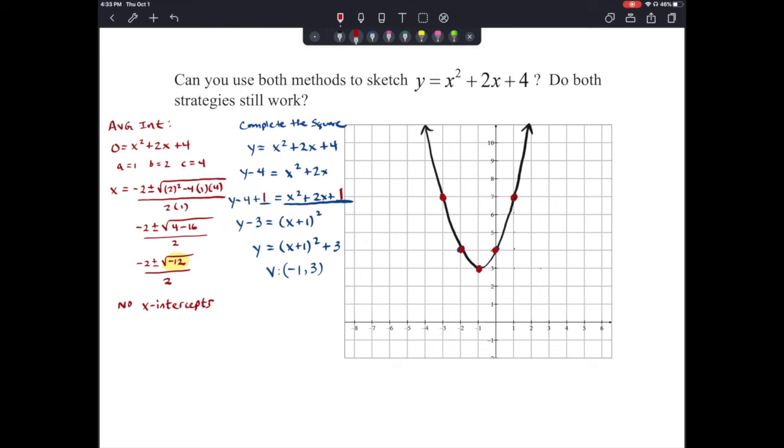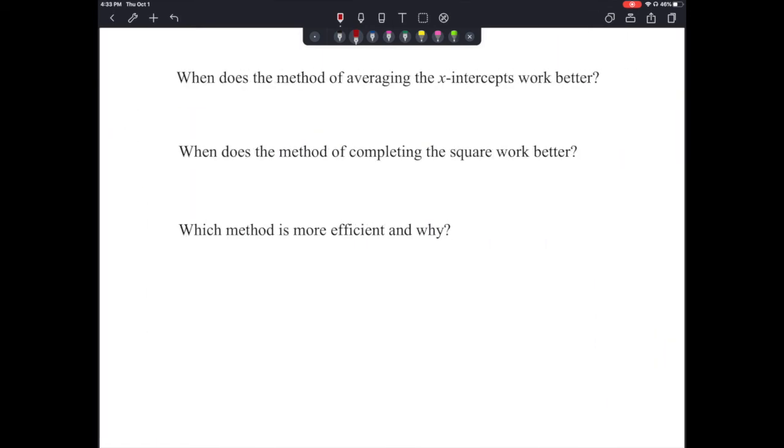Okay, so do both strategies still work? Well, we just run into a little bit of a problem here, because if you're trying to average the x-intercepts, there aren't any x-intercepts in this problem. All right, let's move on.